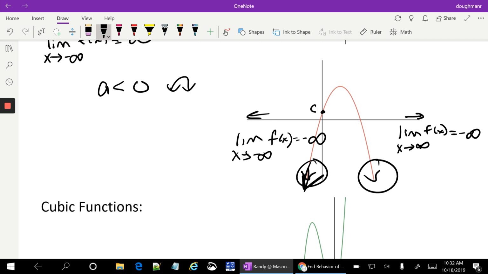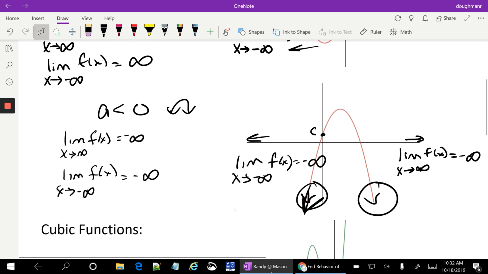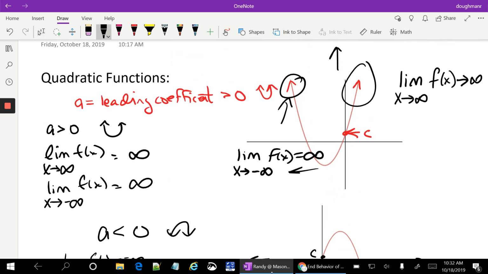Okay, you might want to look at that over again. So the limit as x goes to infinity of f of x equals negative infinity, and the limit of f of x as x goes to negative infinity equals negative infinity. So in both of these, the end behavior is going in the same direction.